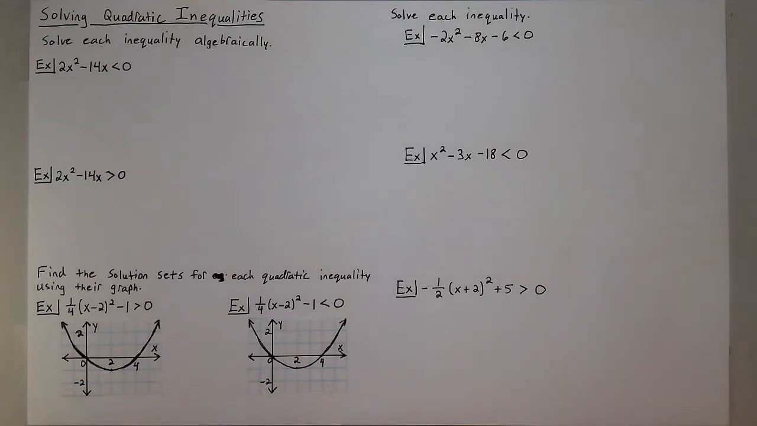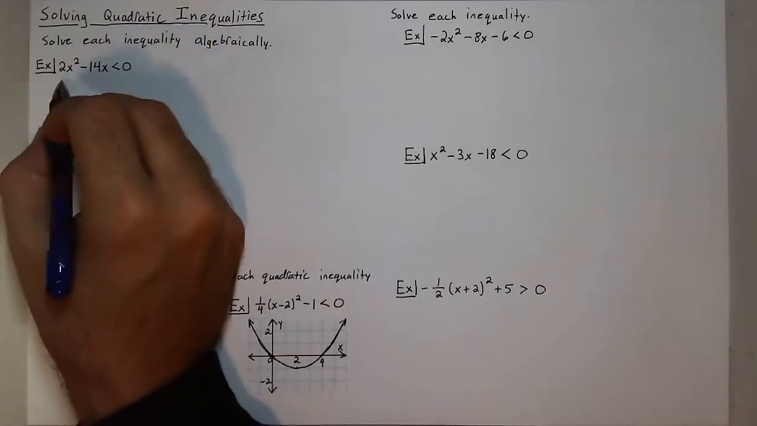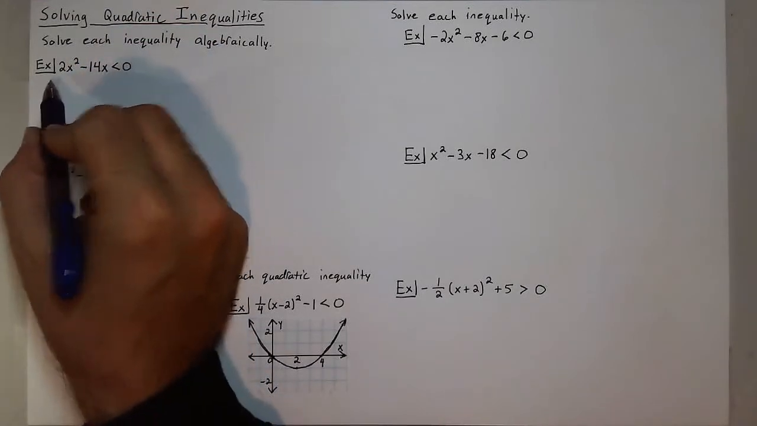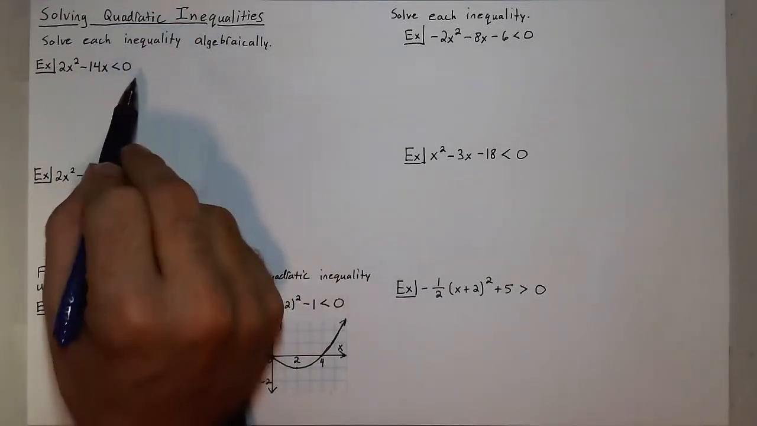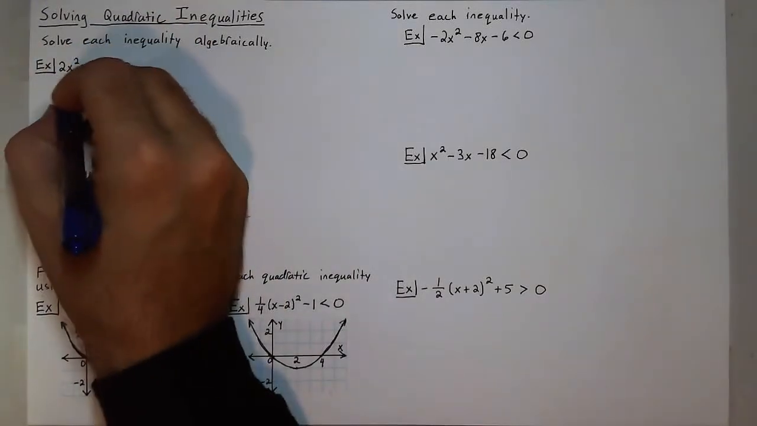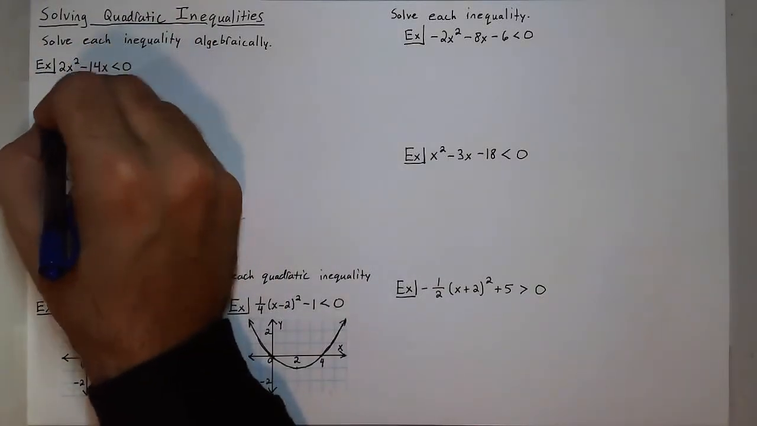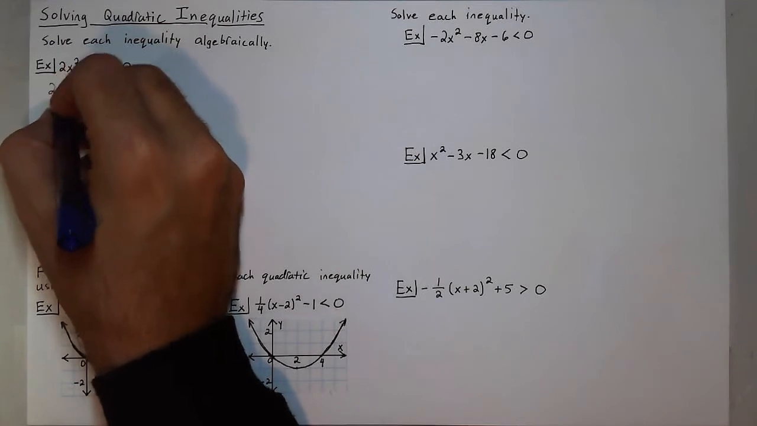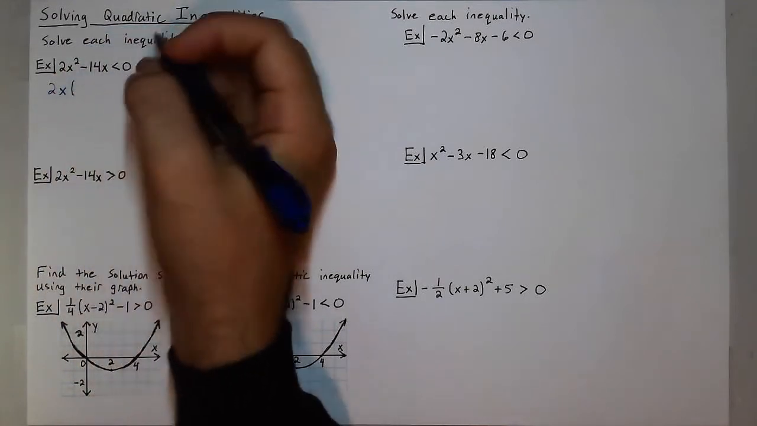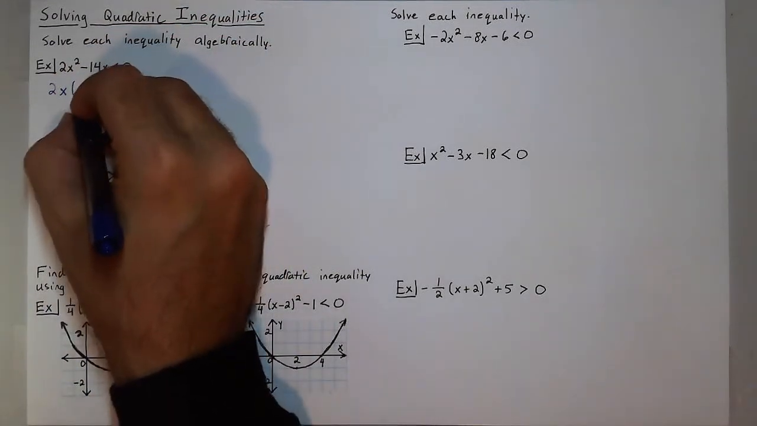In this video, we are going to learn how to solve quadratic inequalities. So we're going to solve each inequality algebraically. What we have to do first is factor this quadratic on the left side of the inequality symbol. They have a 2 and an x in common in both terms. So we'll factor out 2x, and we'll be left with x minus 7.